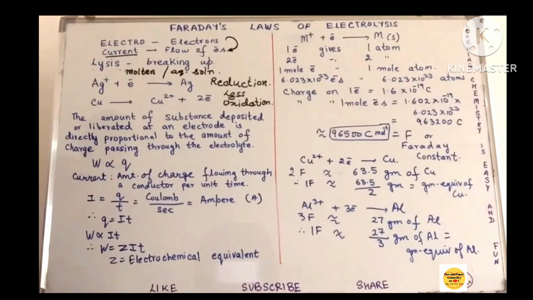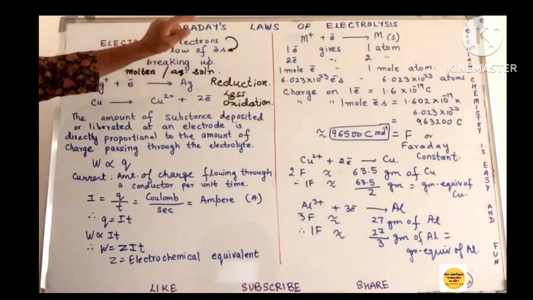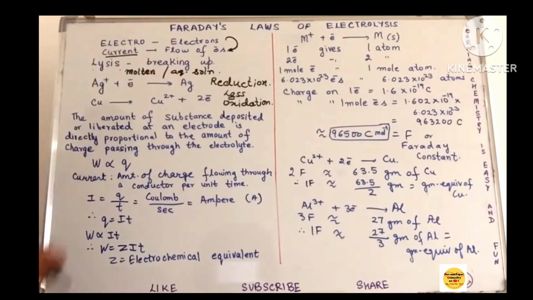In a reaction mixture or during the process of electrolysis, both the processes can take place, but the electrode at which the process takes place will vary. It will be the cathode or the anode. The details of this we will do in the next part of the video. Here we are dealing with the mathematical aspect of it, which is Faraday's laws of electrolysis.